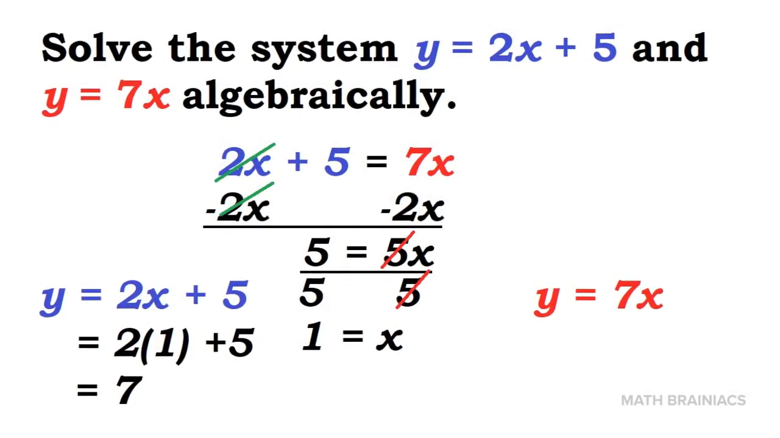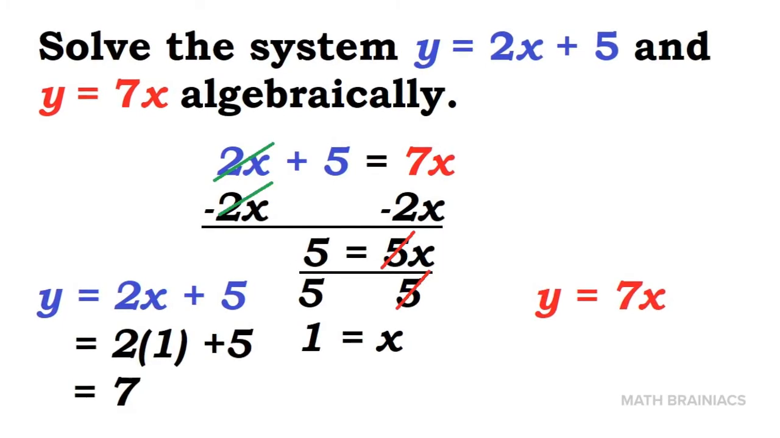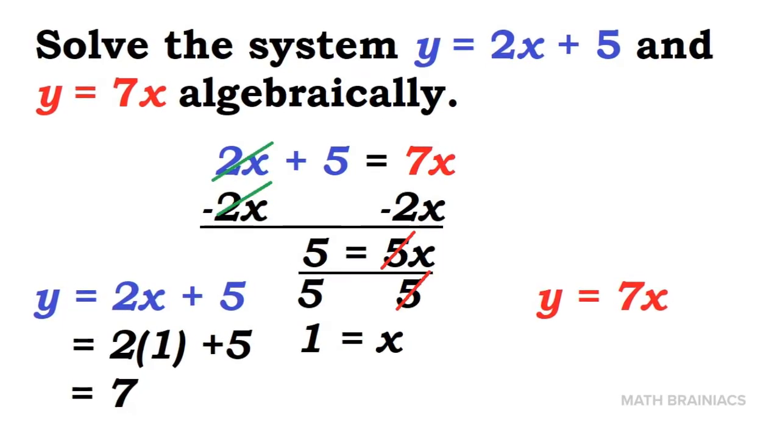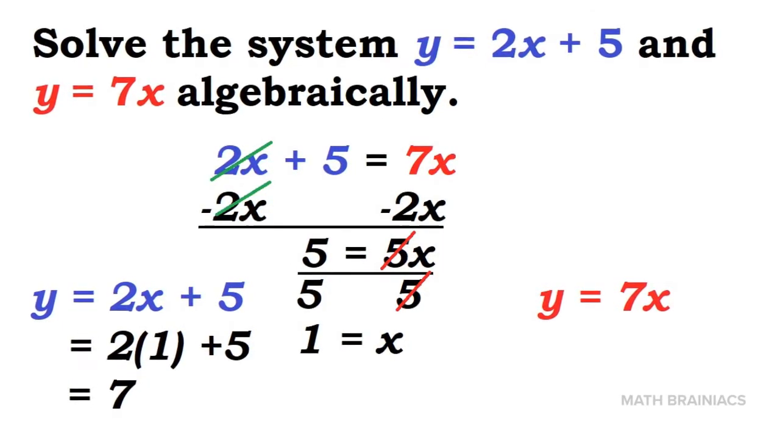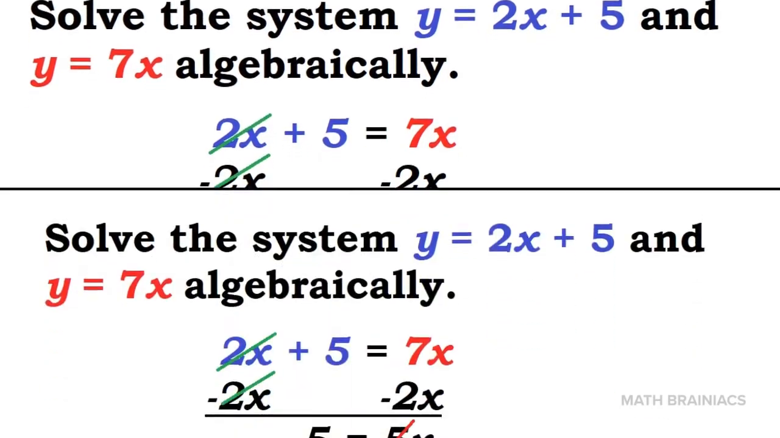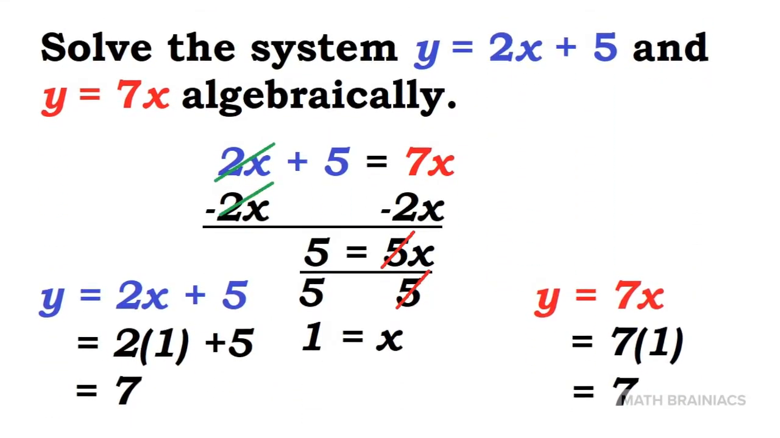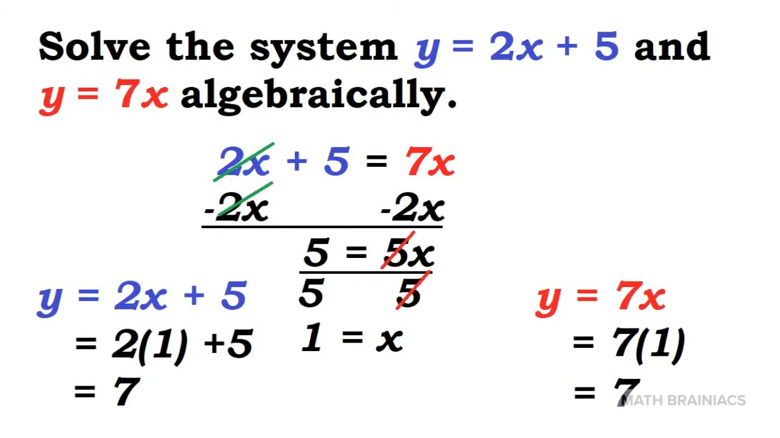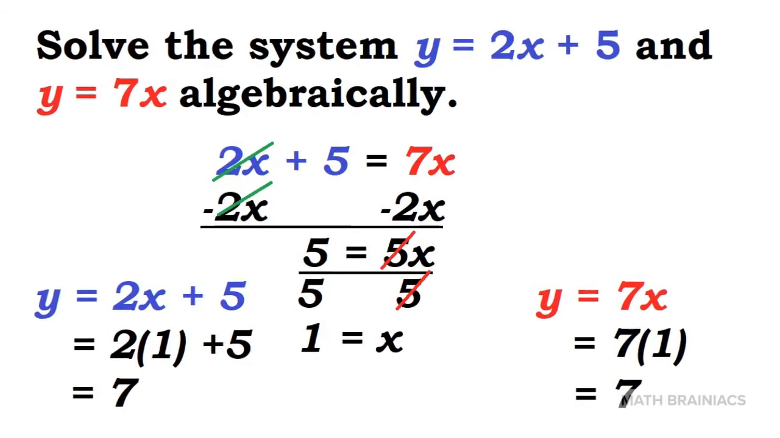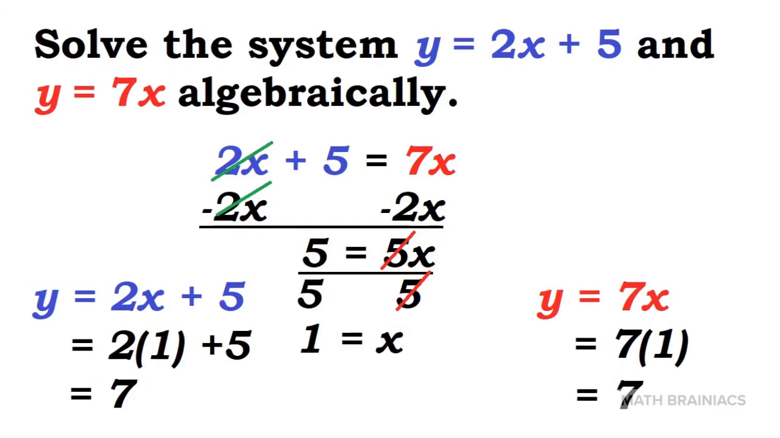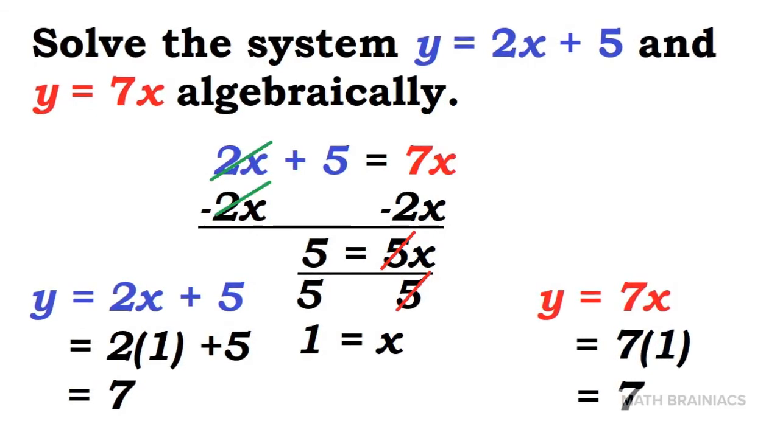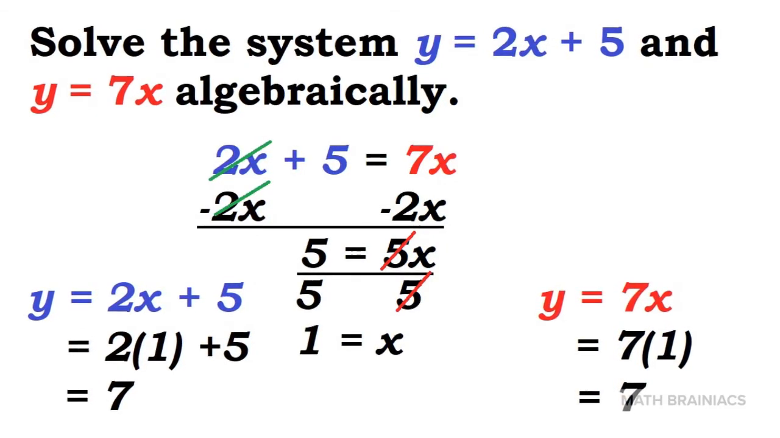Let us check on the second equation if we can get the same value of y if we are going to substitute the value of x in y is equal to 7x. 7 times 1 will give us 7. Accordingly, the value of y is the same on the two equations. Therefore, when we substitute the value of x, which is equal to 1, y is equal to 7.